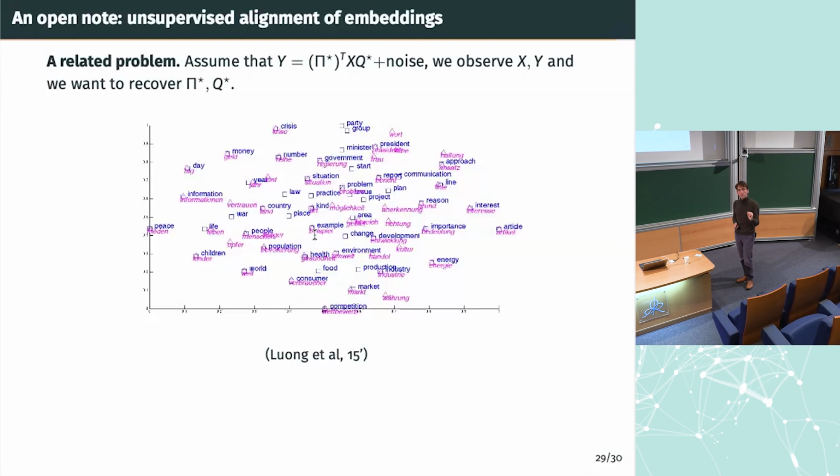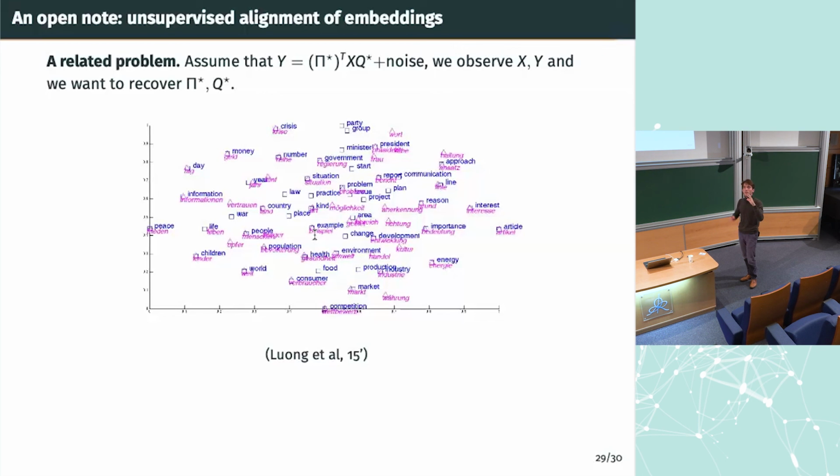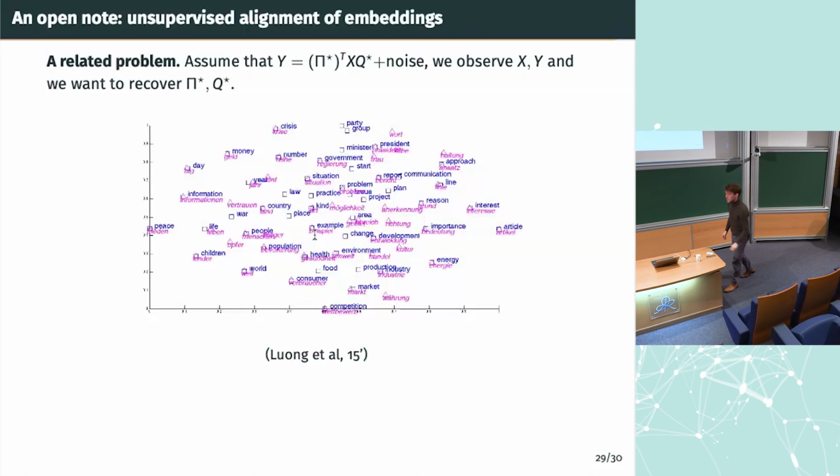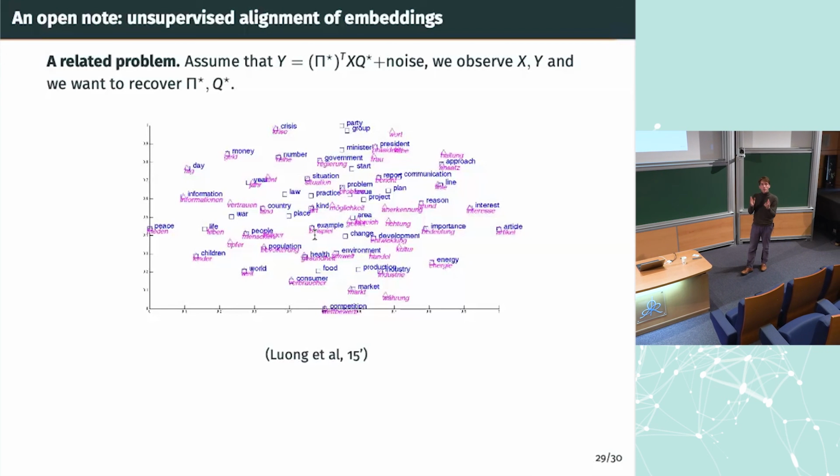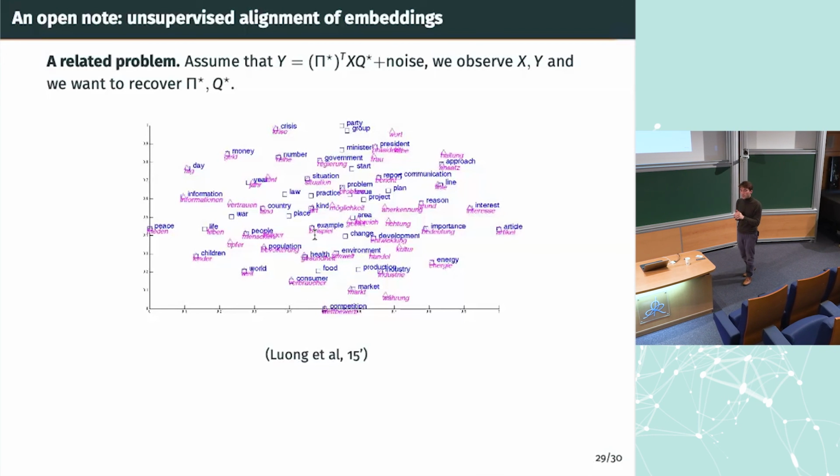The Hungarian algorithm doesn't work here because in your adjacency matrix you have n squared entries, and it's not a permutation of n squared numbers that you look for in graph alignment. It's a permutation of size n. So it's not linear in the objective. Thank you.